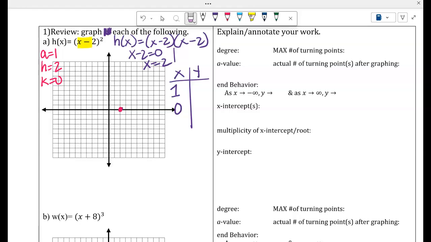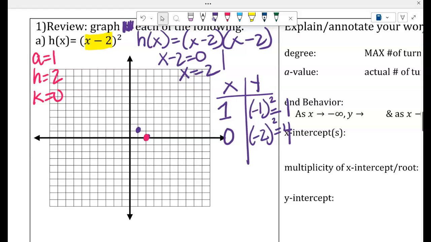So 1 minus 2 is going to be negative 1. Negative 1 quantity squared, guys, is going to be positive 1. So negative 1 quantity squared equals positive 1. 0 minus 2 is going to be negative 2. Negative 2 quantity squared, that's going to be 4. Okay, so let's plug it in. 1, 1 up. 0, up 4. So let's go 0, up 4.